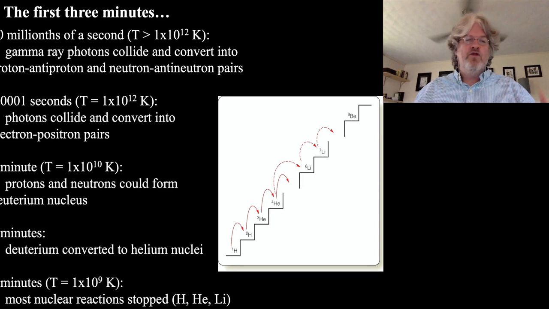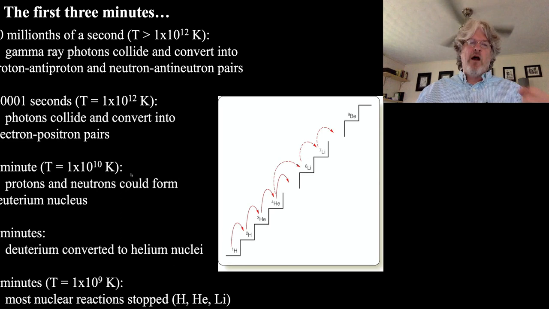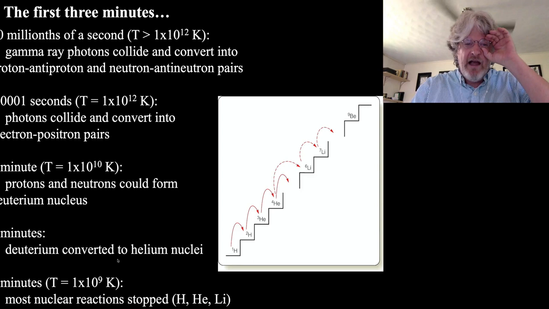And again, by 1 minute, the temperatures are still pretty hot. You're talking about 10 billion degrees Kelvin. And the protons and neutrons can start fusing and form deuterium. Remember, that's also part of the proton-proton chain. That's basically a proton and a neutron stuck together. And then over the course of 2 minutes, you can start sticking deuterium together to make helium. It's running essentially along the lines of the proton-proton process. And you're building up heavier and heavier elements by sticking them together.